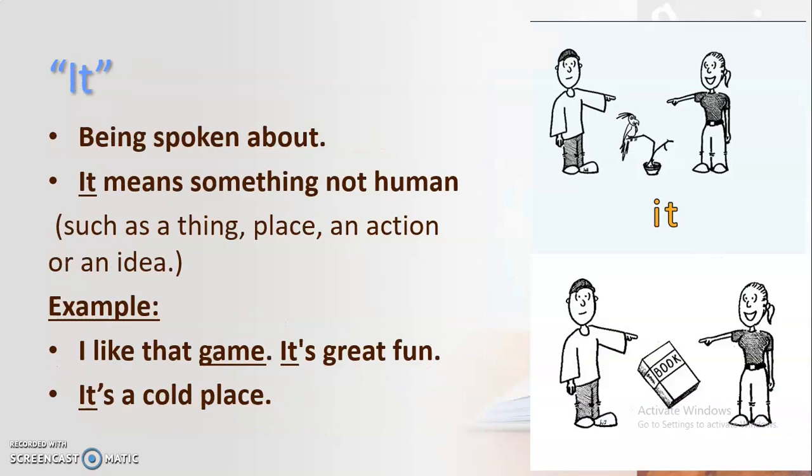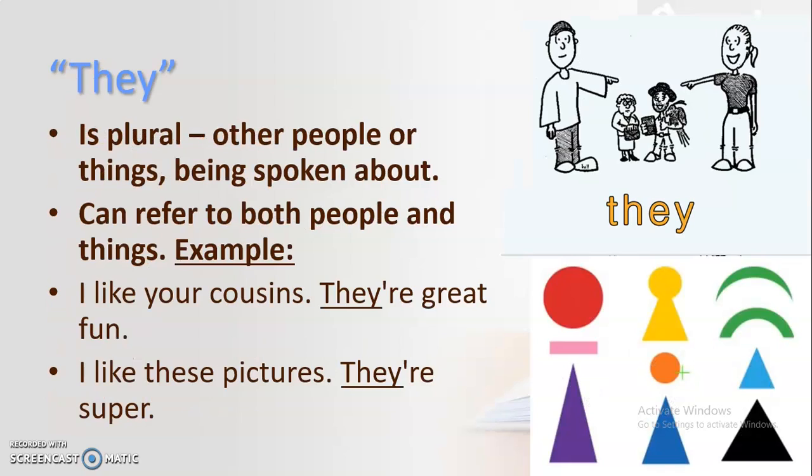It refers to a thing that is being spoken about. So it means something not human, such as maybe a thing, a place, an action, or an idea. From the example you can see, I like that game, it is a great fun. It here refers to a game, which is an action. It's a cold place. Again, it here refers to a place. So it is used in this way for different things, places, actions, or an idea.